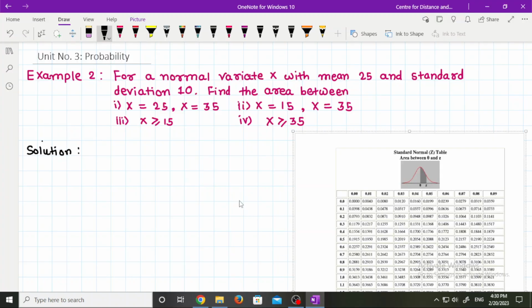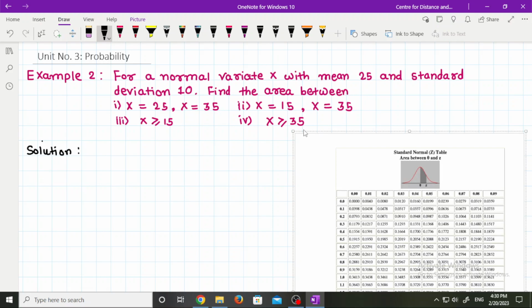Today we are going to learn example number 2 of normal distribution. That is, for a normal variate x with mean 25 and standard deviation 10, find the area between: first, x is equal to 25, x is equal to 35. Second, x is equal to 15, x is equal to 35. Third, x greater than or equal to 15. Fourth, x greater than or equal to 35.